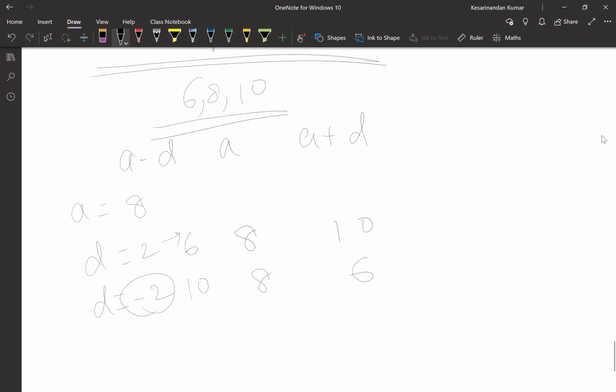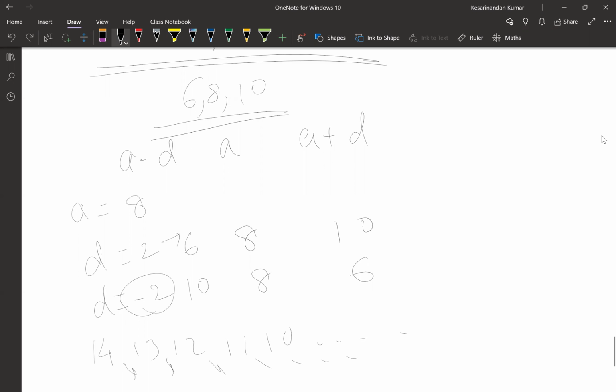So let's take the starting term is 14. It can be 13, 12, 11, 10, 9, and so on. It will start reducing every time. It will still be an arithmetic progression. Arithmetic progression does not need an increasing difference. It can also be reducing. The d can be negative.